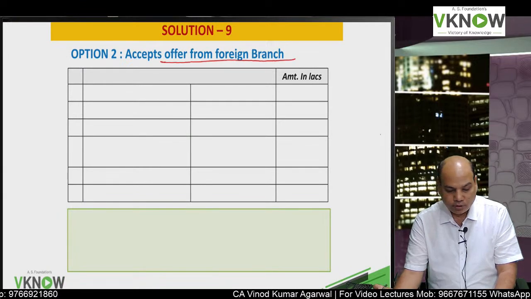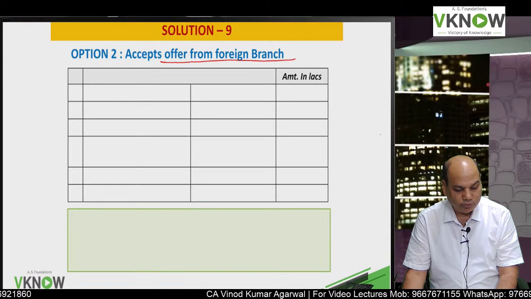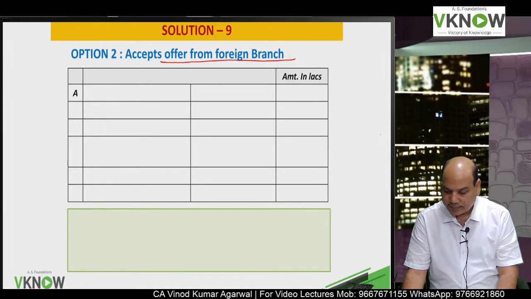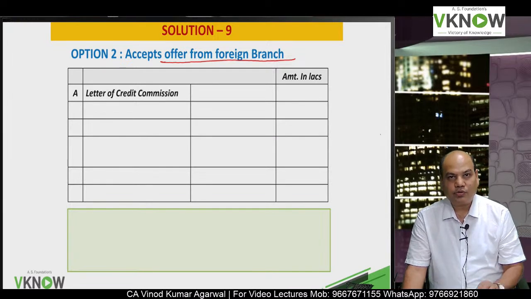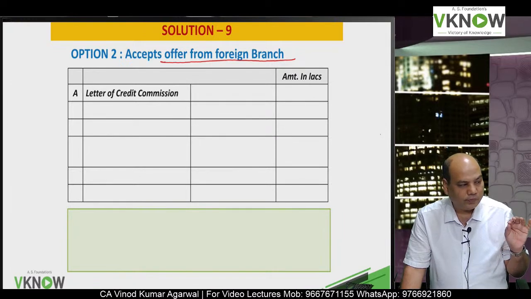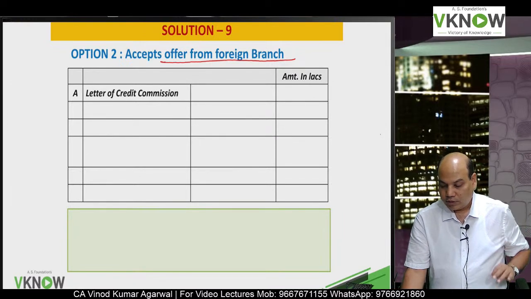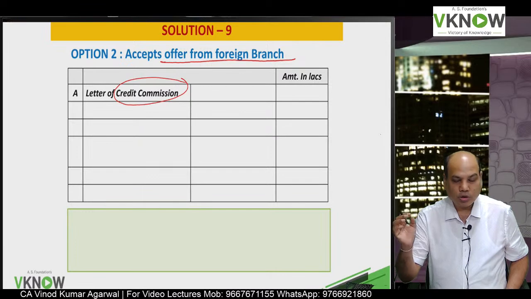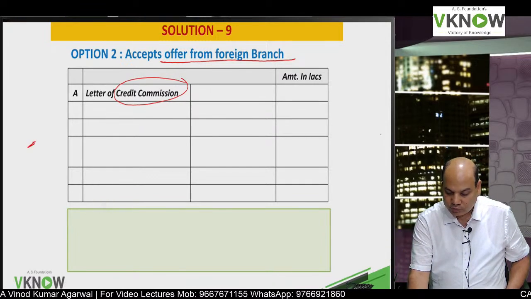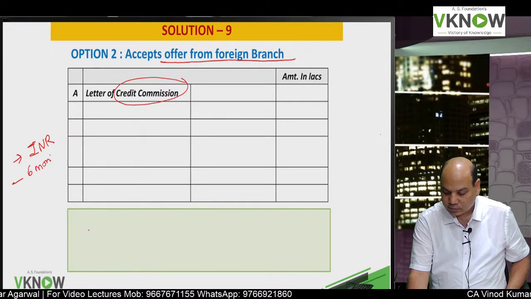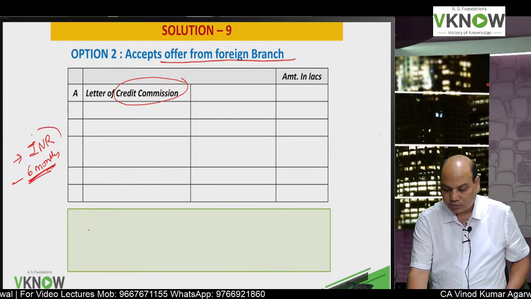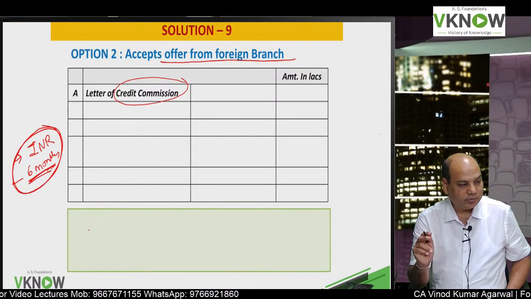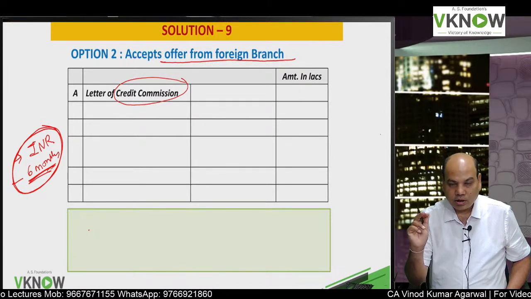Now write down option 2. Accept offer from foreign branch. Right hand side amount in rupees in lakhs. So we have to make payment of letter of credit commission also, and we have to also pay to the foreign bank principal plus interest. All figures will be converted into INR, and second, all figures will be considered after 6 months. To make the two answers comparable, the currency should be in rupees and the amount payable should be after 6 months.